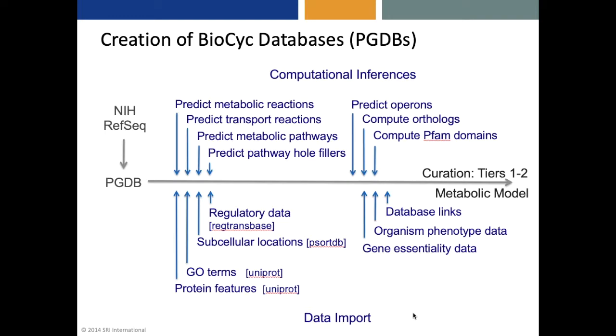The creation of BioCyc databases follows this general model right here, where we obtain sequenced and annotated genomes from the RefSeq component of GenBank. We then apply a series of computational inferences, data import operations, followed in some cases by curation of the database. Computational inferences include prediction of metabolic reactions, transport reactions, and metabolic pathways, and prediction of operons. Data import includes importing of regulatory data from RegTransBase and of GO terms and protein features from UniProt.